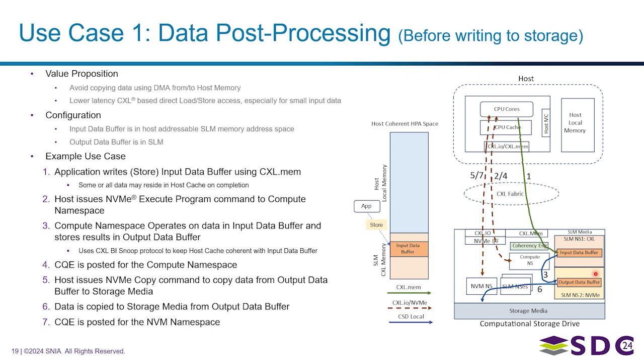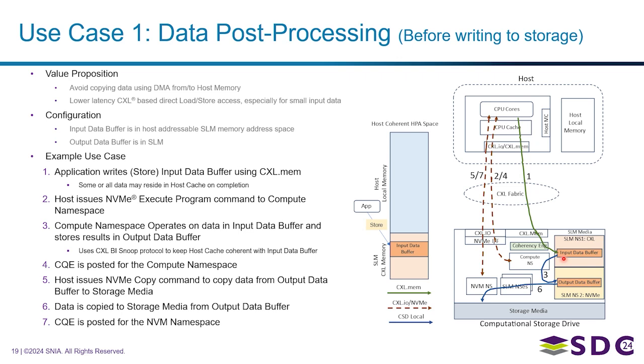Step 1 is the application writing to the input data buffer using CXL.mem. That's our green line here. A number of writes are going to happen. Essentially, the host is setting up the buffer, setting up all of the data that it wants to be stored. Normally this would happen in system memory, in host memory, and we're just doing it straight to the drive's SLM instead. Some or all of that data may still be in the host cache when the application finishes those writes, and that's okay. Coherency will help resolve that.